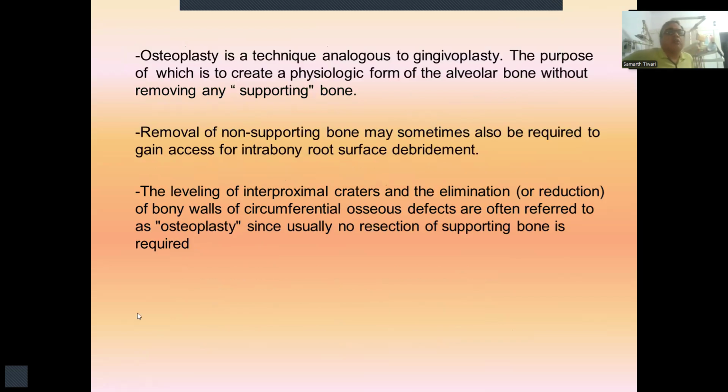Osteoplasty is a technique analogous to gingivoplasty, the purpose of which is to create a physiologic form of alveolar bone without removing any supporting bone. Removal of non-supporting bone may sometimes also be required to gain access for intrabony root surface debridement. Leveling of interproximal craters and elimination of bony walls of circumferential osseous defects are often referred to as osteoplasty, since usually no resection of supporting bone is required.